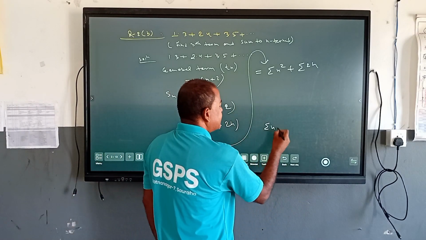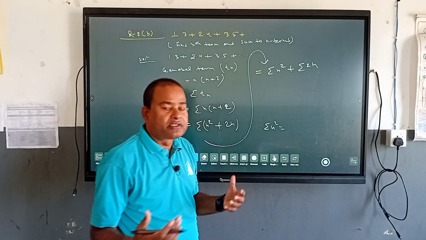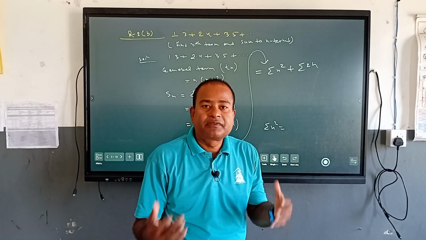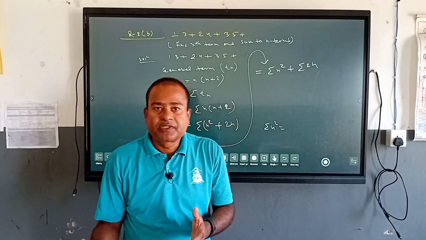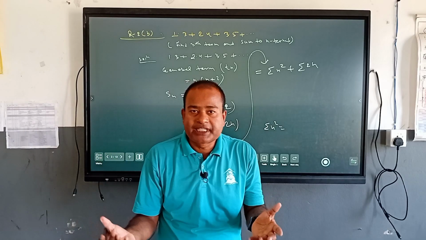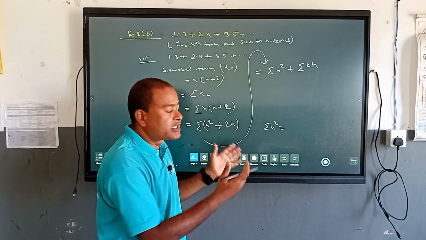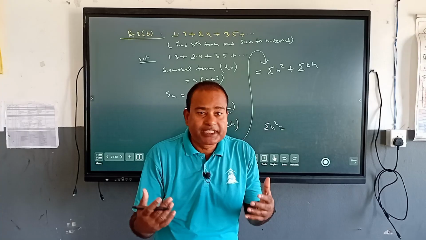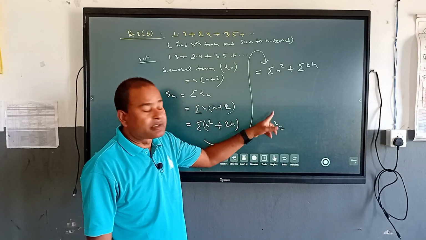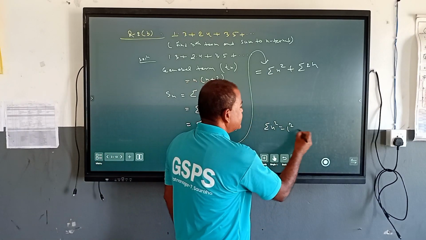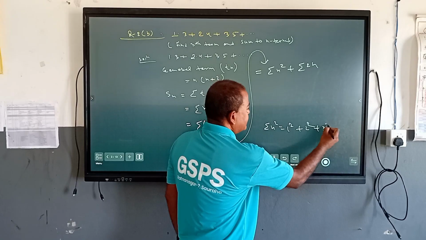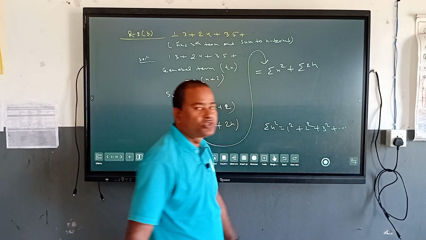Dear students, in the previous video we have already proved the formula of the sum of the first n natural numbers and the sum of the squares of the first n natural numbers. If you have not watched the previous video, please watch it. Dear students, we know that summation n square means 1 square, 2 square, 3 square, to n terms.